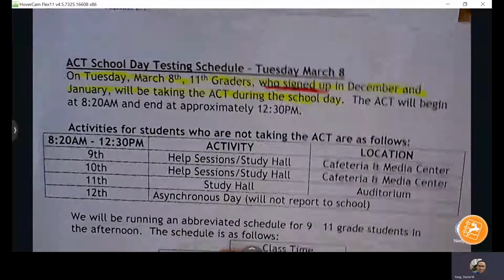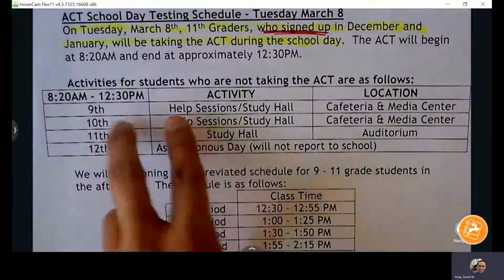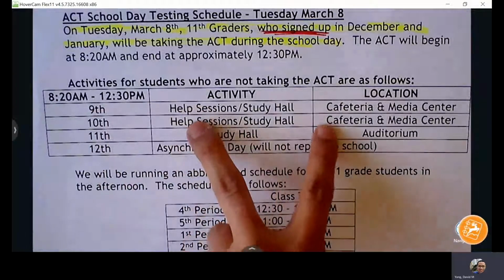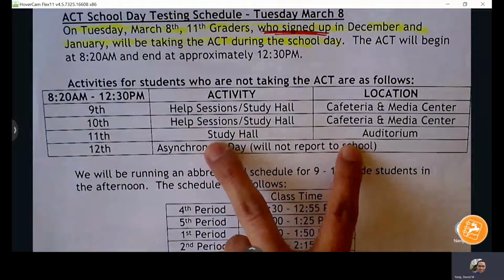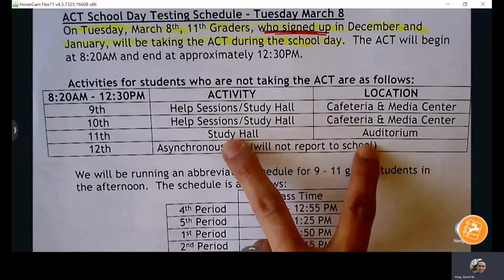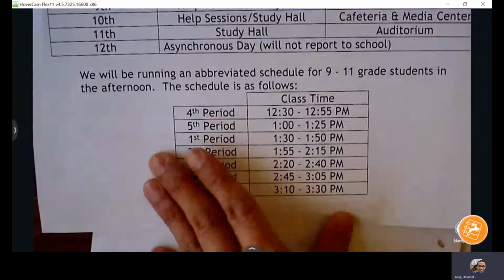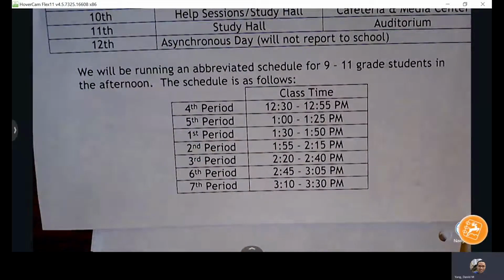Okay, so for anyone taking the ACT, it's only for those who've signed up. And so 8:20 to 12:30, it'll be help sessions for 9th, 10th graders. 11th grade will be in the auditorium, sorry. And then here's the class schedule. 4th, 5th, 1st, 2nd, 3rd, 6th, 7th, and about 20 minutes, 20 minutes, except for 4th and 5th period. Those will be a little bit longer because of lunch.